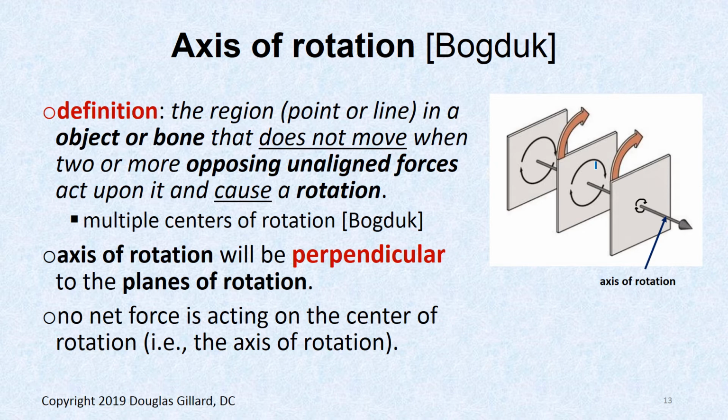The axis of rotation is just that center that has no arc. So the definition is the region in an object or bone that does not move when two or more opposing unaligned forces act upon it. It causes a rotation. So basically it's the spot in these planes that has no movement. Also, the axis of rotation will be perpendicular, 90 degrees, to the plane of rotation.